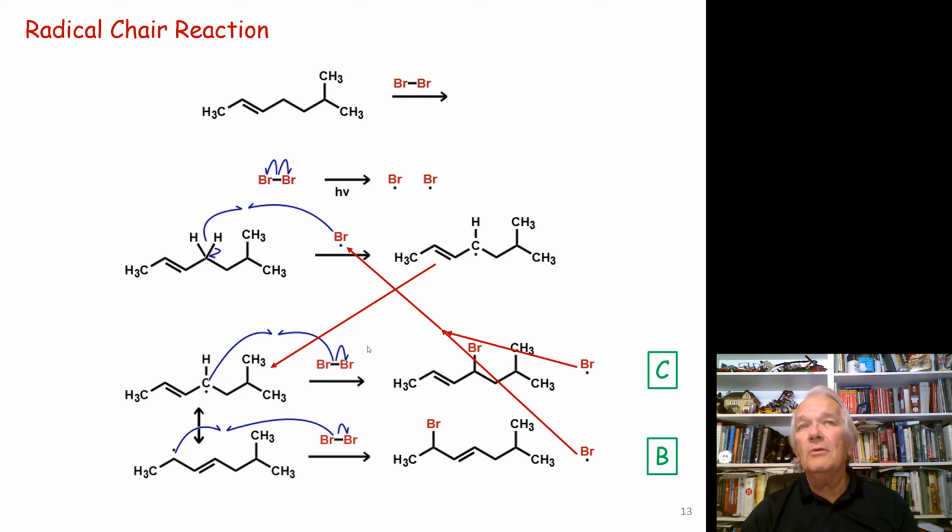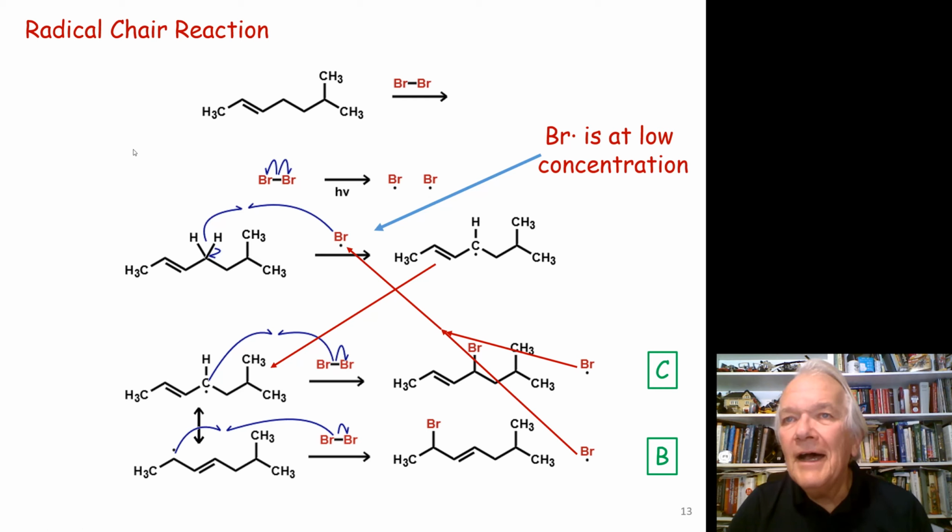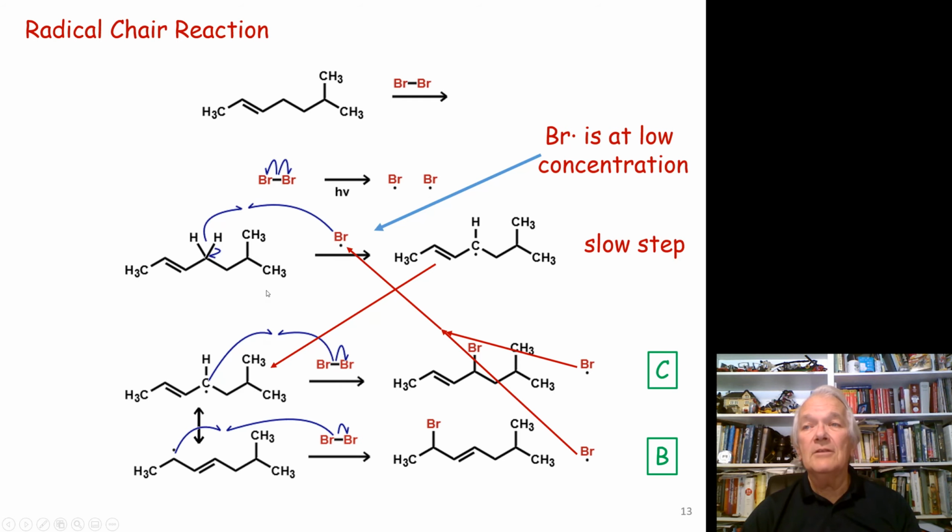Okay, so this is called a radical chain reaction. I can't spell. Radical chain reaction. That's pretty funny. Anyway, the key thing that makes it work is that the Br dot is at low concentration, and you need to remember that. So the rate determining step, it turns out, is the formation of this particular radical. Once you form this radical, the bromine is not such a low concentration. This radical is so unstable, this is a pretty fast reaction compared to this one. So the slow step is this one right here. So that's the slow step.